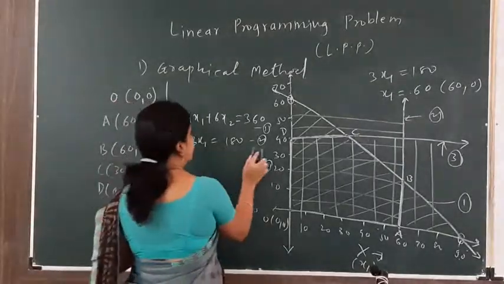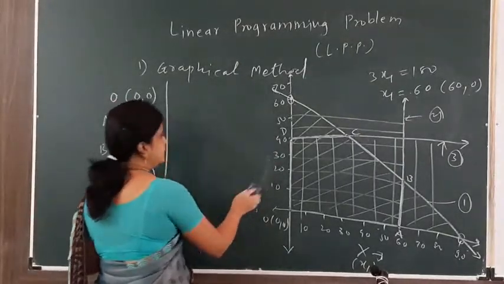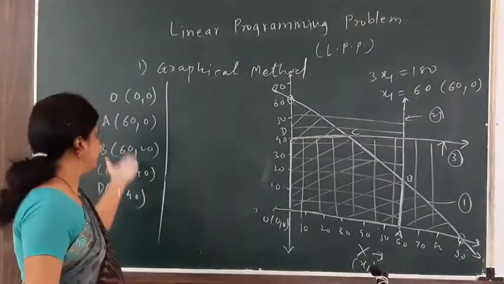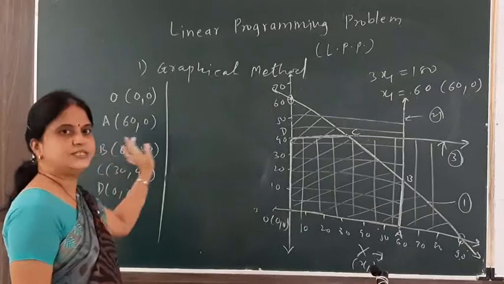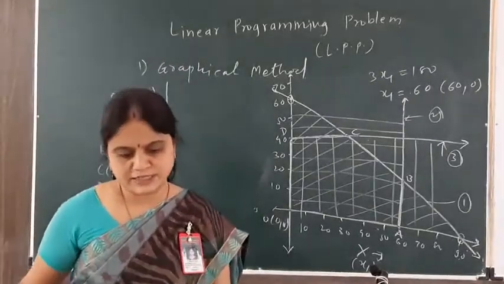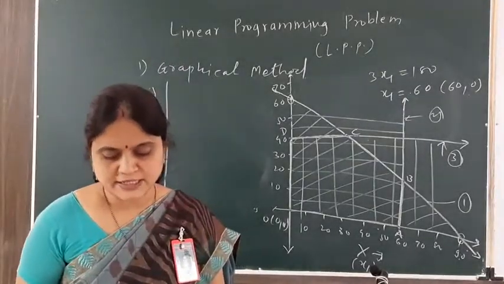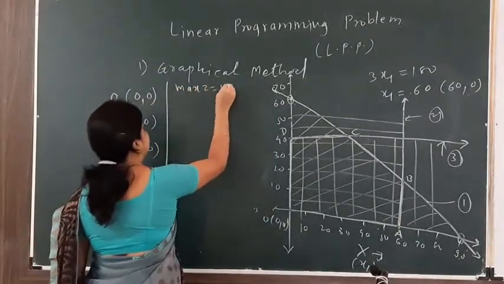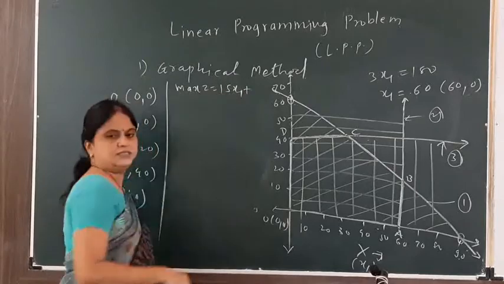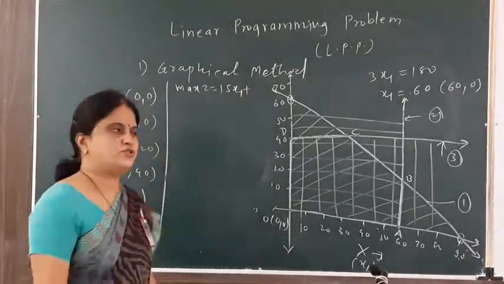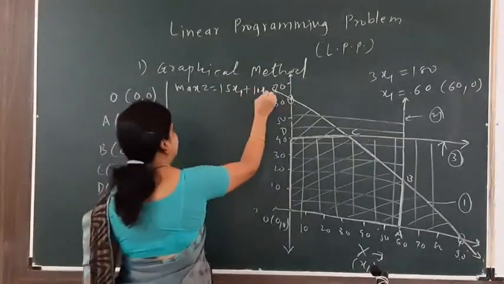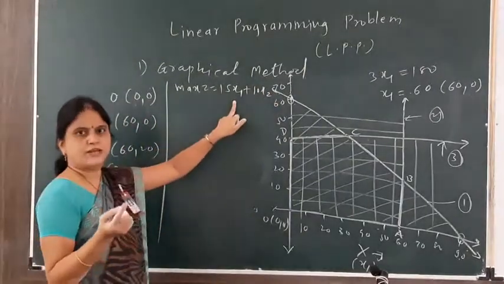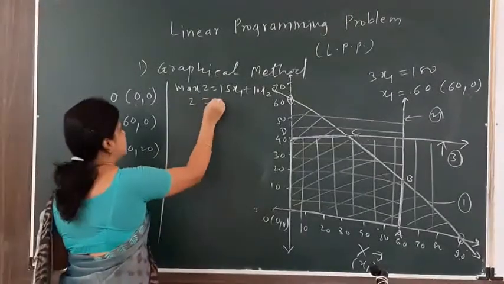The area covered under all the lines, the common area covered by all the lines, this is my region. Now I can find the value of Z by using all these points. What is my Z? Maximize Z is equal to 15x1 plus 10x2. If I put 0, 0, the value of Z is 0. This is my first value.